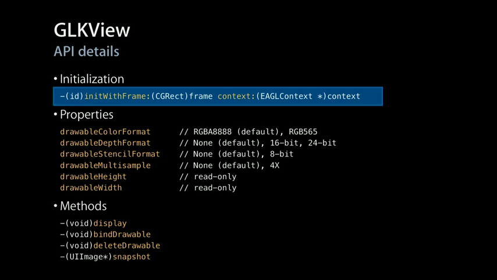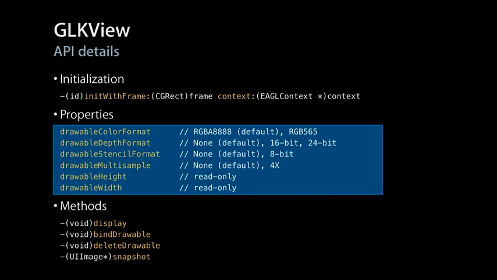So let's look at the API. Initialization is just like a regular view using init with frame, and what's added is the EAGLContext. So we still allow you to manage creation of the context in case you're doing any clever things with share groups and so on. Then there's these properties here for specifying either a 16 or 32-bit color buffer, your depth buffer, stencil, and enabling multisampling. Then there's properties for height and width that you can use for things like your aspect ratio calculations.